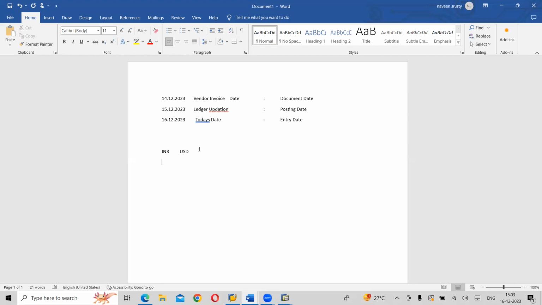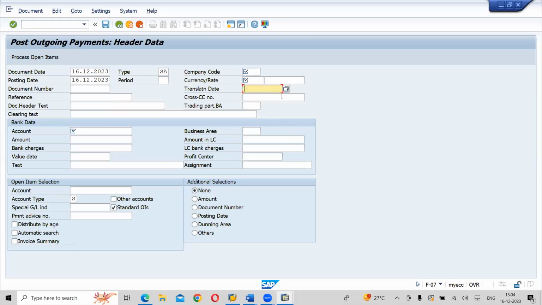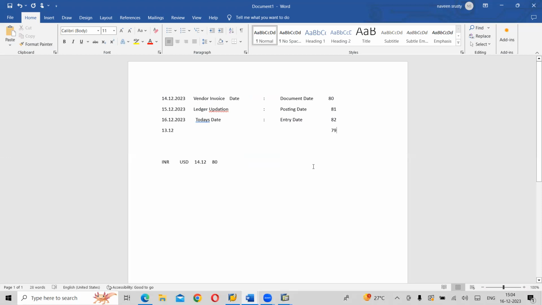So what is the translation date? It is the date on which we take the foreign currency valuation, the exchange rate. For example, on 14-12 the exchange rate was 80. On 15-12 it was 81, and then 82. And on 13-12 it was 79. So if I manually enter the translation date as 13-12, which rate will it take? 79. Clear? So it will convert 100 at 79, which is 7,900 INR.